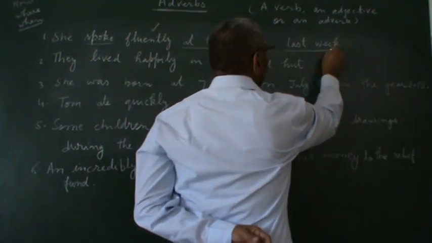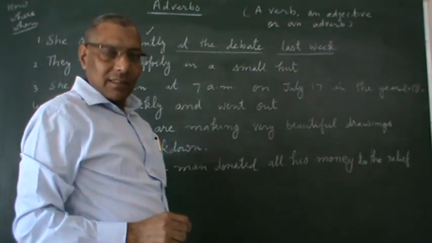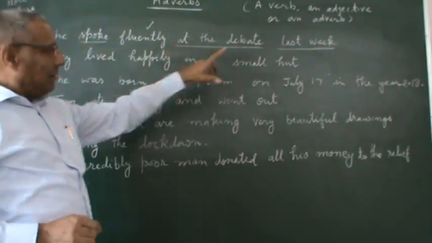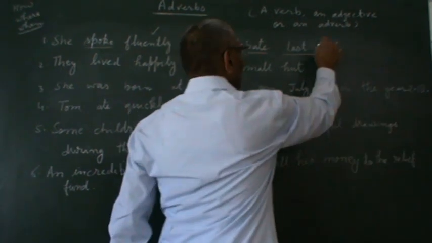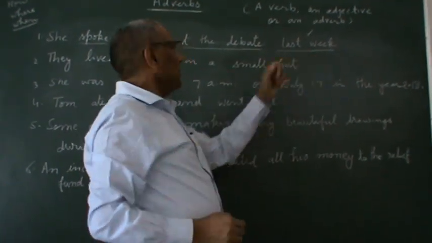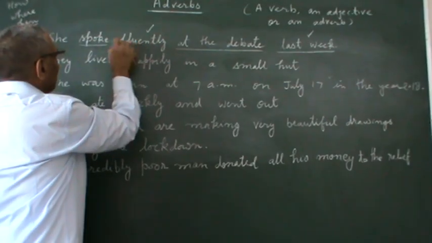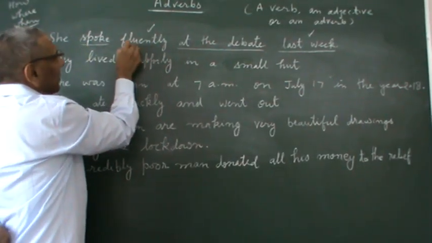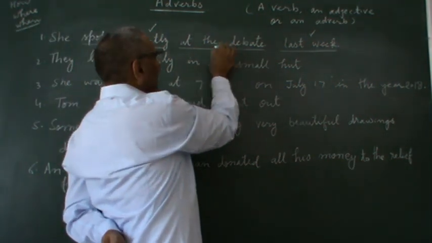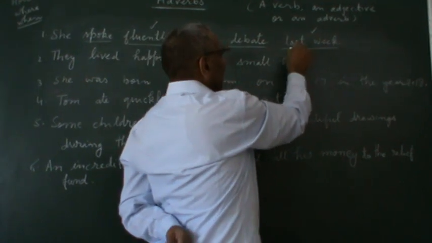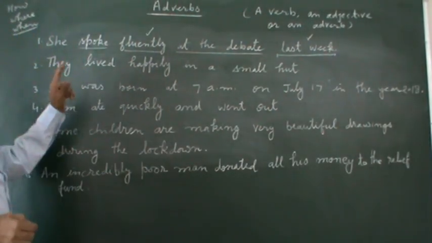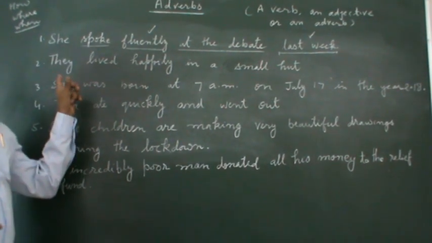When did she speak? Last week. So this is the answer to the question, when did she speak? Last week. So this too is an adverbial or an adverb phrase. So in this first sentence, we have this adverb fluently, this adverb phrase at the debate, and this phrase last week.